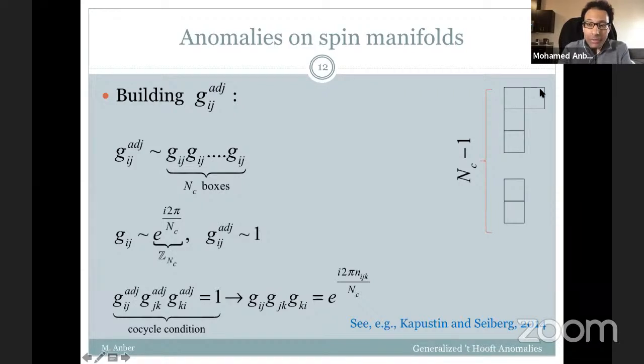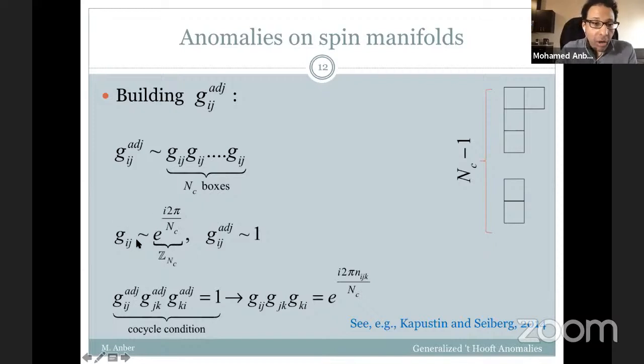We just need to recall that the adjoint representation in Young tableau takes the following form here on the right, and we have to realize that every single box in the Young tableau basically is an element of the defining representation of our gauge group. So schematically, I can write g_ij in the adjoint representation as the multiplication of g_ij in the defining representation N_c times, because I have N_c boxes. Of course, in general, you have to take care of the symmetrization and the anti-symmetrization. However, this is not going to be important for our purpose. Why? Because I will be interested only in the element of the center of our group, the N-th root of unity.